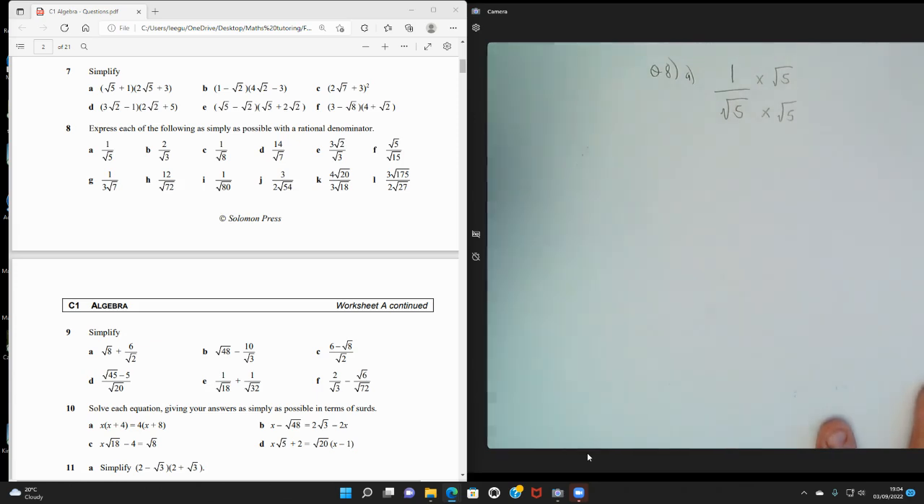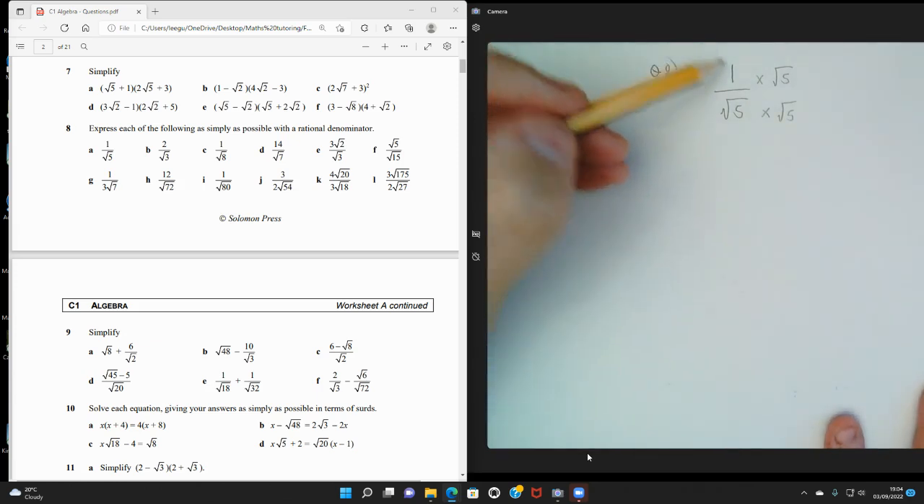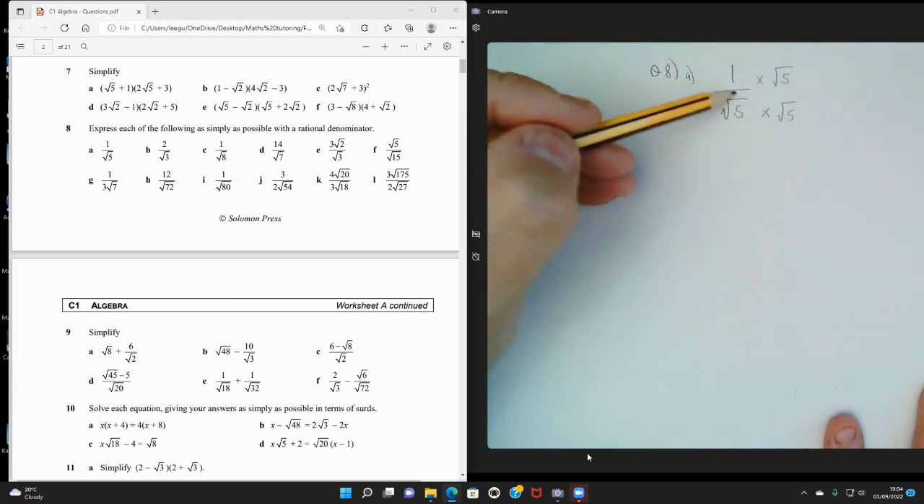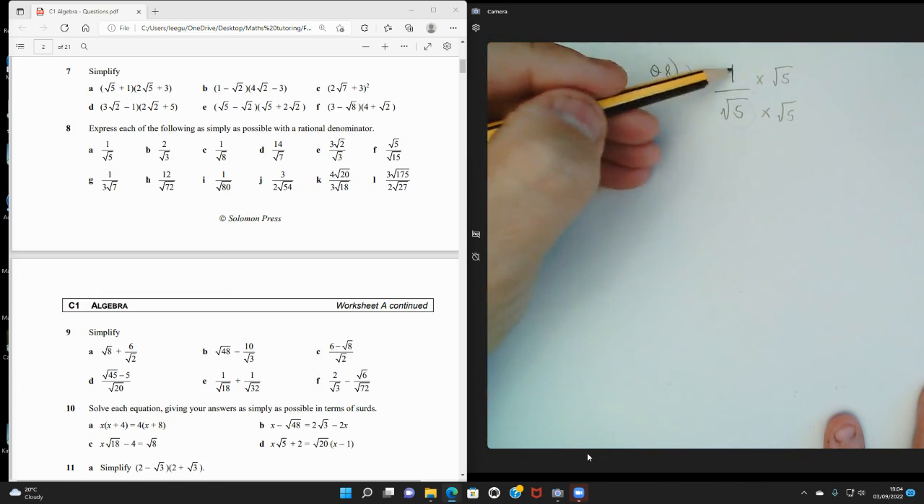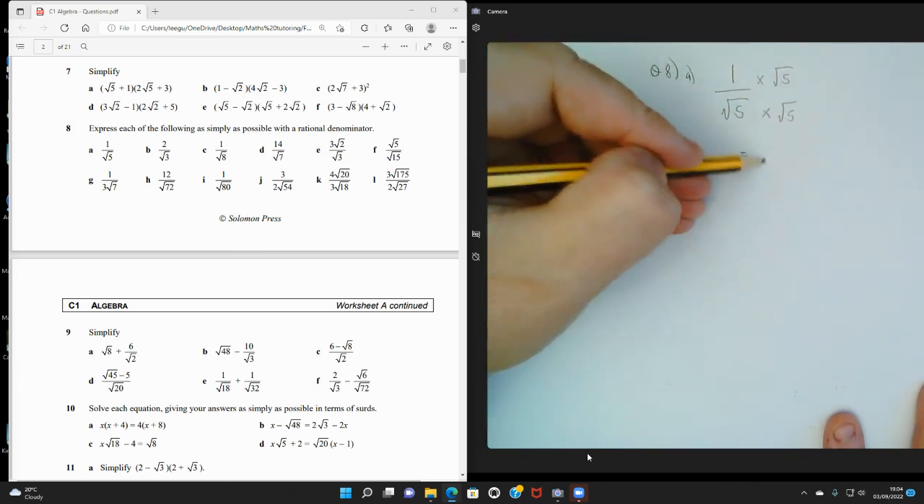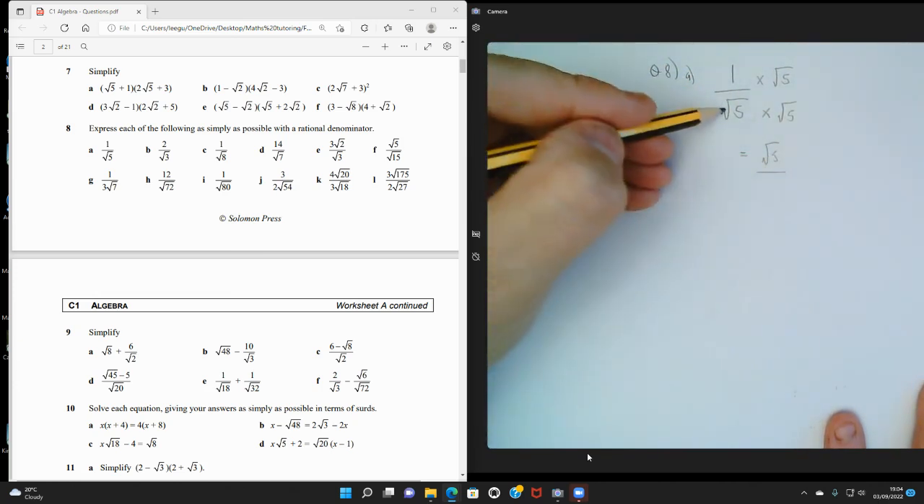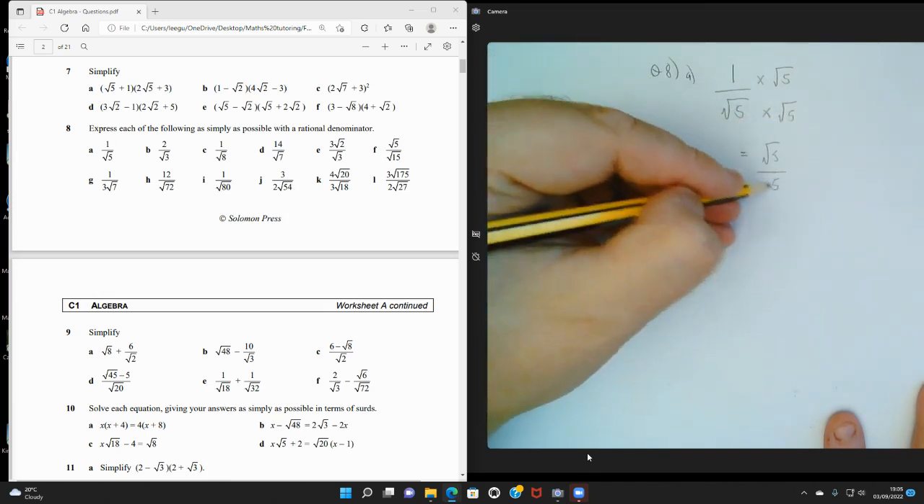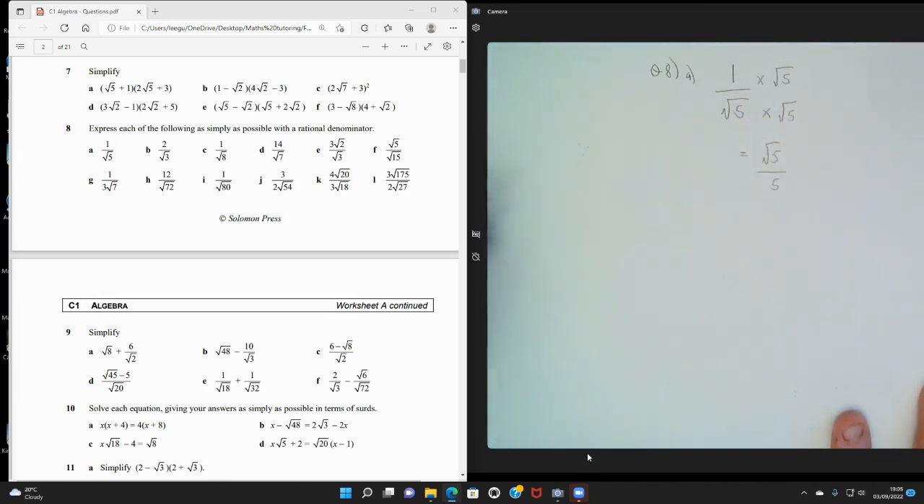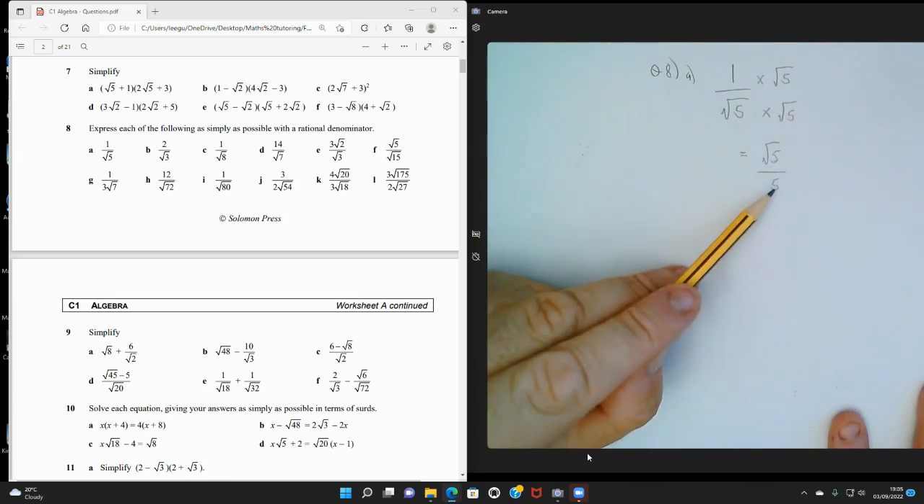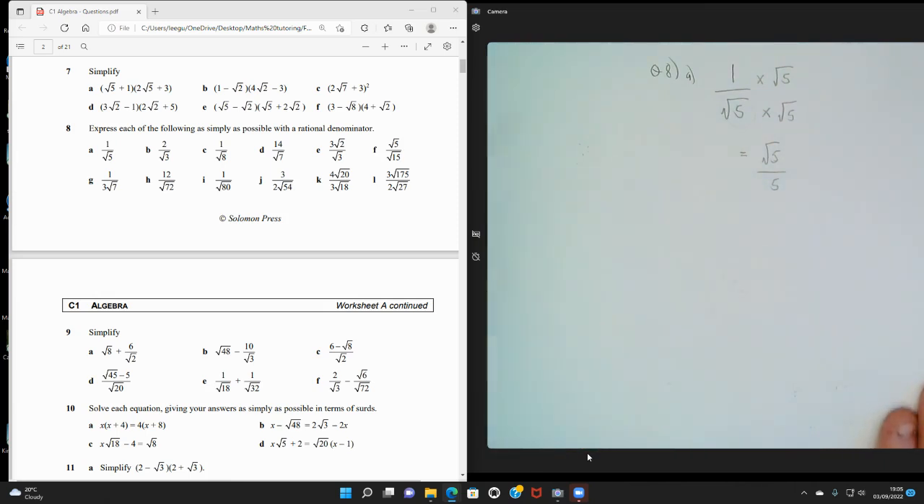So here, what we need to do is multiply the numerator and the denominator of this fraction by this surd here. So 1 times root 5 is root 5, and root 5 times root 5 is just 5, and that's it done. We've expressed it in a way where we now have a rational denominator. So we've basically got rid of the surd from the denominator. We've rationalized it. And you can see in question 8 that there's lots of other ones there that would be appropriate to look at as well.